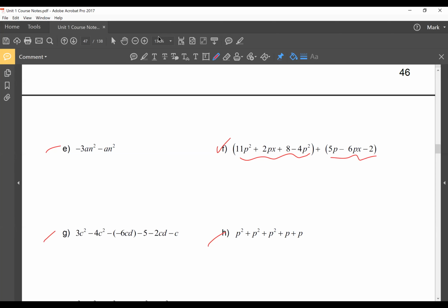Don't forget, you can always check your answers. The Unit 1 answers are on the D2L page under Topic 1 or Unit 1. So I'll be back in 3 minutes. Good luck. Any questions, let me know.